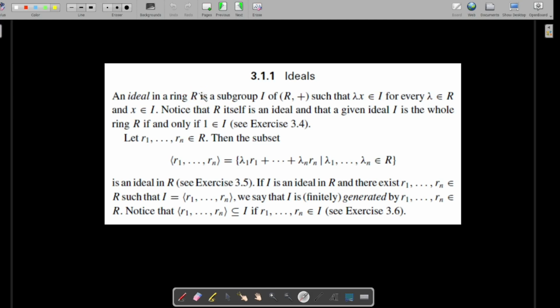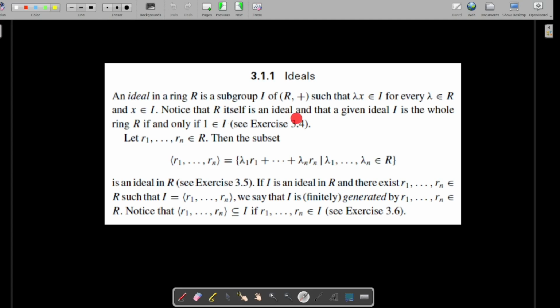Suppose you have a ring R and I is a subgroup of R plus, and you are taking an element lambda of R and an element x belonging to I. If the product always belongs to I, then you say that I is an ideal. That is, if the product of an element of R with an element of I belongs to I, then we call I an ideal. Notice that R itself is an ideal, because you take an element of R, again an element of R, multiply, and it belongs to R itself.